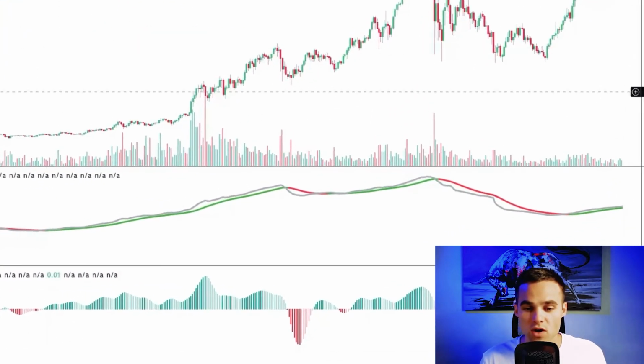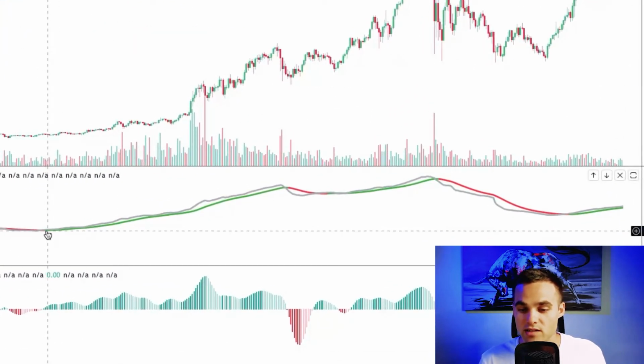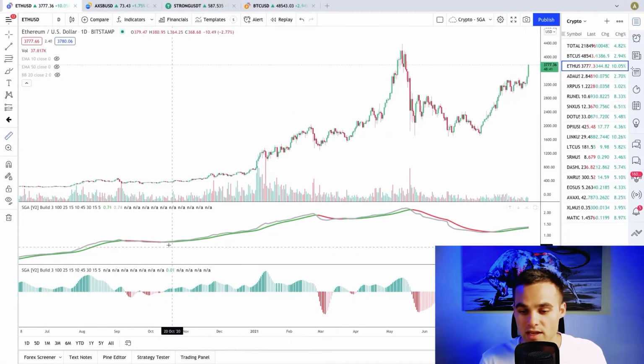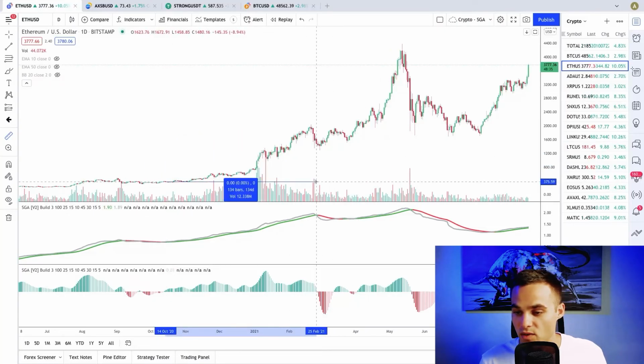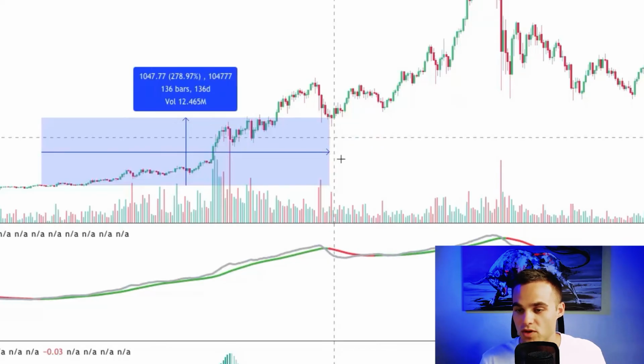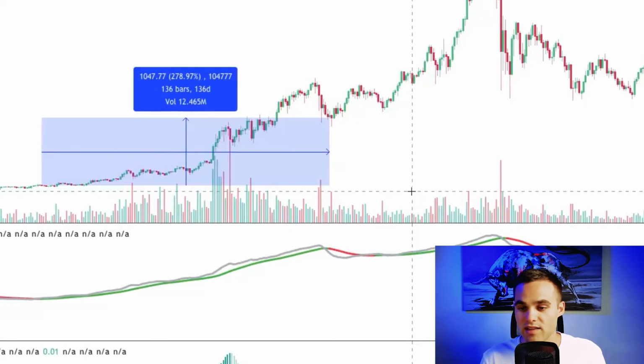Okay. Now here's how it works. There's just these two lines. When it turns green, you buy. When it turns red, you get out of the trade. So just to give you an example, here's where you'd enter. And then when it turns red, you'd get out of the trade like here. Okay, boom, 278% on this daily chart here.